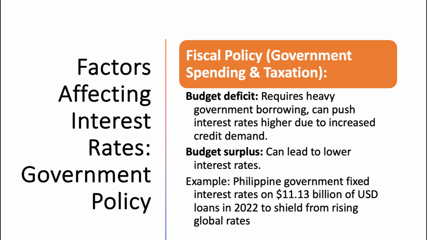For example, in 2022, the Philippine government fixed the interest rates on $11.13 billion worth of USD loans to shield itself from rising global rates. This move shows how fiscal decisions, like managing debt, directly affect interest rates and borrowing conditions. In short, fiscal policy matters because deficits usually drive rates up, while surpluses ease them. This connection highlights why both government spending and taxation policies are crucial for financial stability.